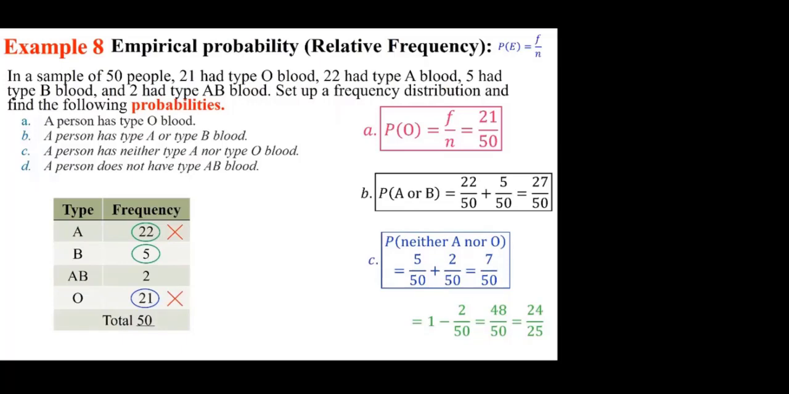The last part D says a person doesn't have type AB. So that means AB is out and everything else is in. So I put a red circle next to it. So that means AB is out. So basically 50, 2 of them is out, is 48 over 50. And it ends up being 48 over 50 or 24 over 25 because we need to simplify whenever we can.